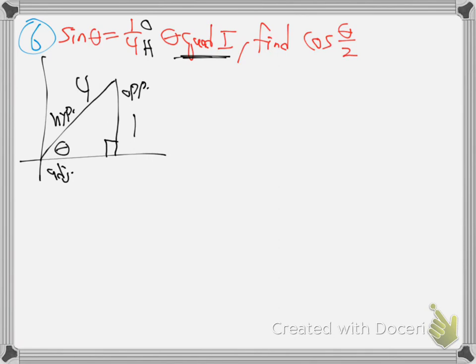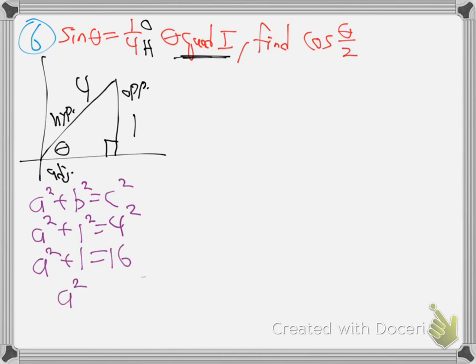So this is not one of our Pythagorean triples. Got to do the Pythag work here. So a squared plus b squared is c squared. A squared plus 1 squared is 4 squared. A squared plus 1 is 16. A squared is 15. Root it. So this side is root 15. And everything is positive in the first quadrant, so that's nice.